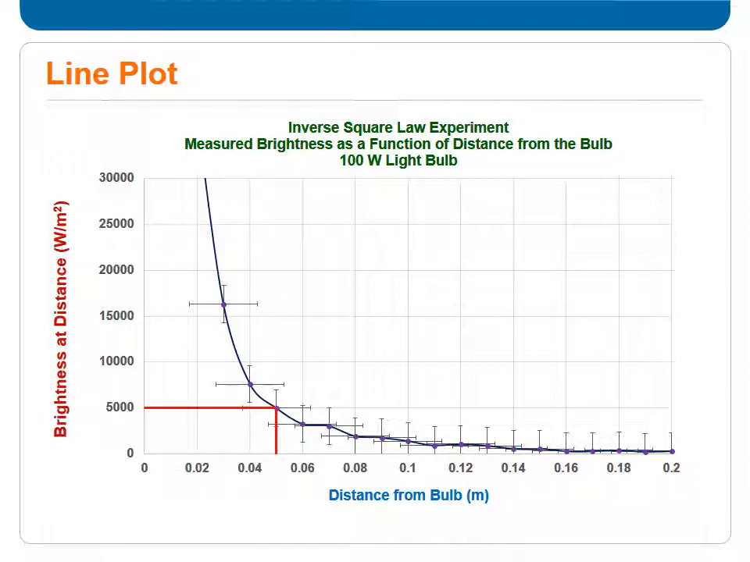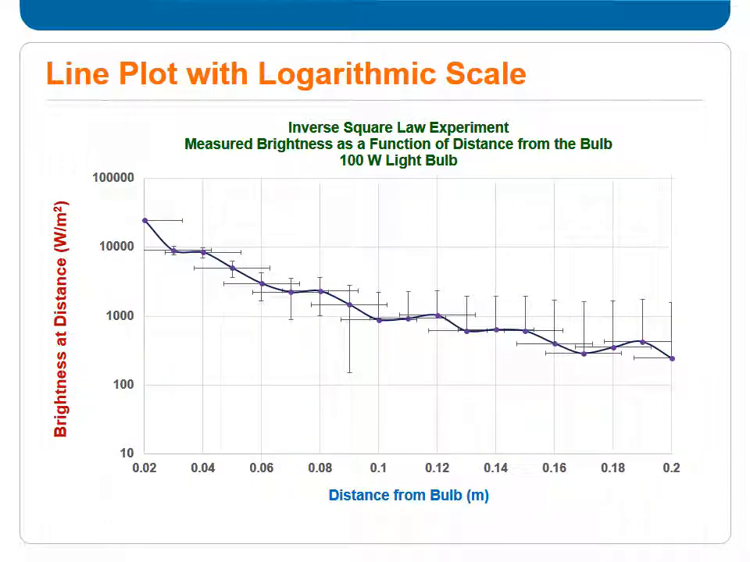From the plot, we can read individual values to some level of precision. Here we see that at 5 centimeters from the bulb, the brightness is 5,000 watts per meter squared. In this plot, notice the axis values now on the left are increasing by factors of 10. This is the same data but plotted on a logarithmic scale. Also notice that the axis does not need to start at 0.